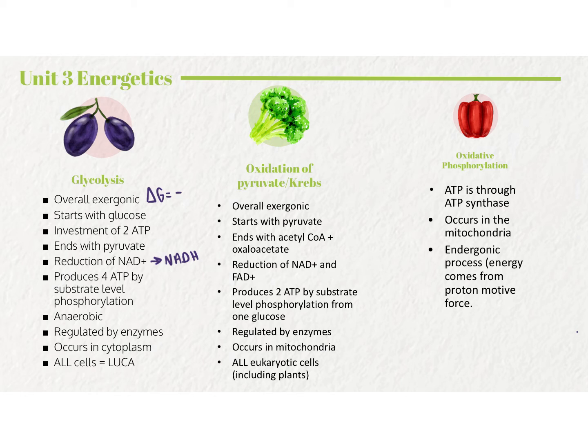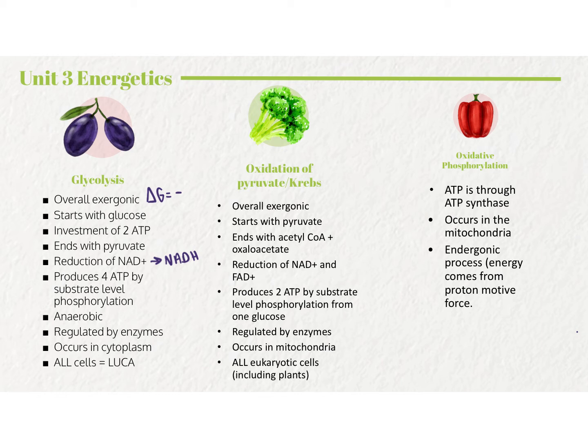In the presence of oxygen, that pyruvate molecule will undergo further oxidation and it will go through the Krebs cycle as long as a mitochondria is present. So overall, the process of oxidation of pyruvate is also exergonic, meaning it's got a negative delta G, and it's going to start with that pyruvate molecule. That pyruvate molecule is going to get oxidized, and it's going to get a coenzyme added to it. So what we're going to end up with is a molecule of acetyl-CoA.